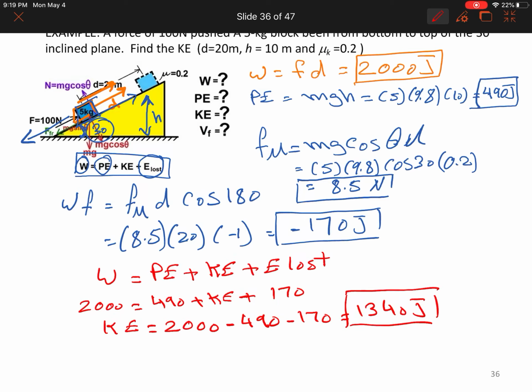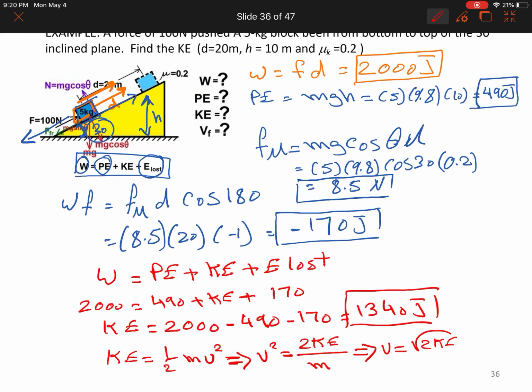Now I managed to find kinetic energy. So if you add kinetic energy, energy lost, and potential energy, all three of them should equal 2000. Can we find the final velocity? Yes, of course, because we know that kinetic energy is equal to half mv squared. This will lead to v squared equals 2 KE over m, so v should equal the square root of 2 KE over m, and the answer is 23 meters per second squared.